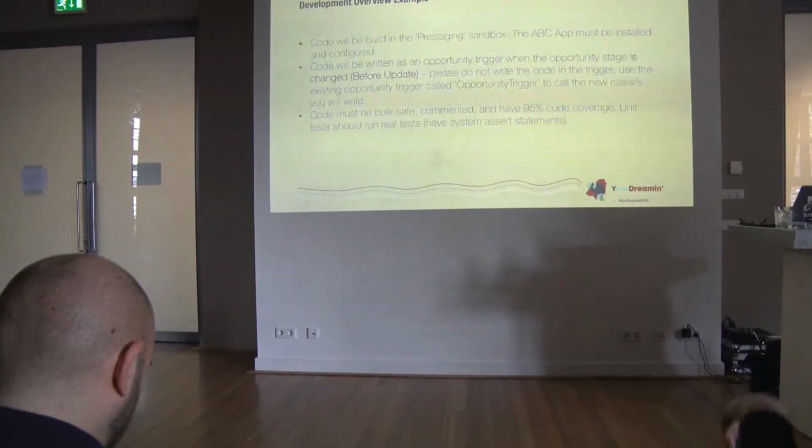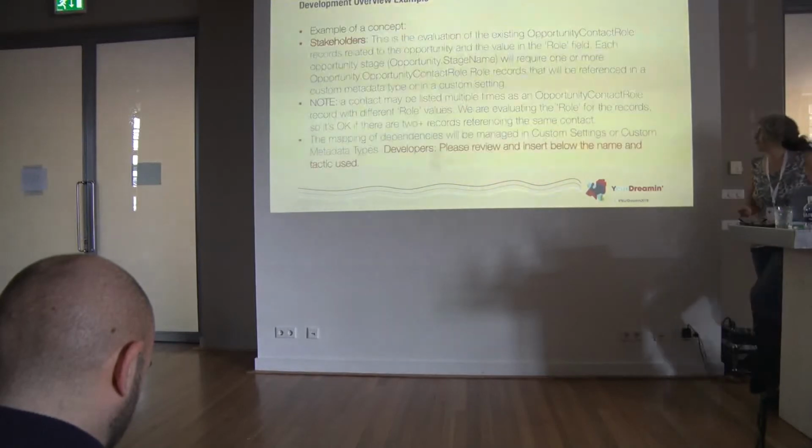Please do not write the code in the trigger. Use the existing opportunity trigger called opportunity trigger to call the new classes that you write. And code must be bulk safe, commented, had 95% code coverage. I almost edited that to 100. Now that I did Rad Women and learned how to code, I think they can probably reach 100. Why not have them explain why they can't? And then unit tests should be run real tests. So we would expect to see system assert statements within the unit tests.